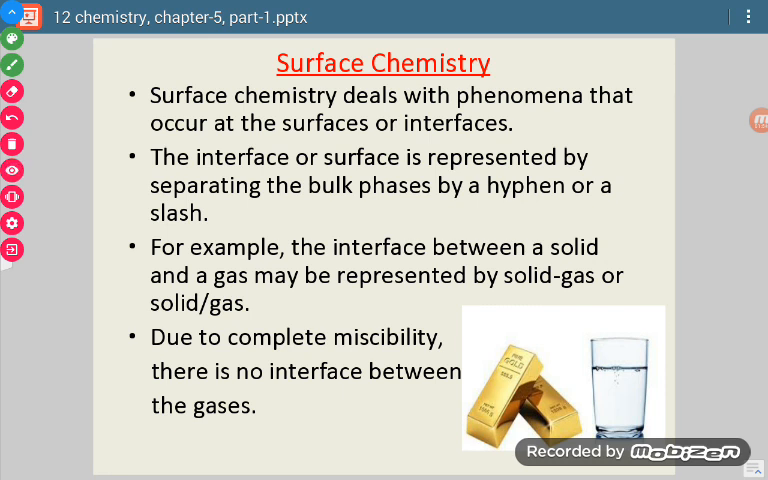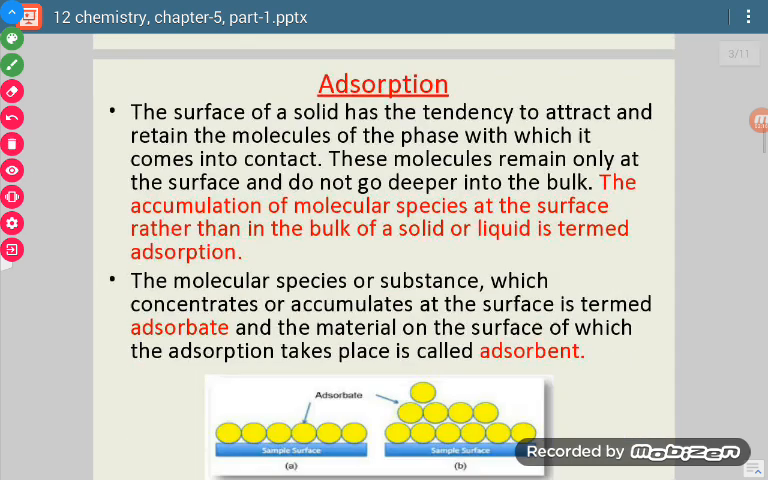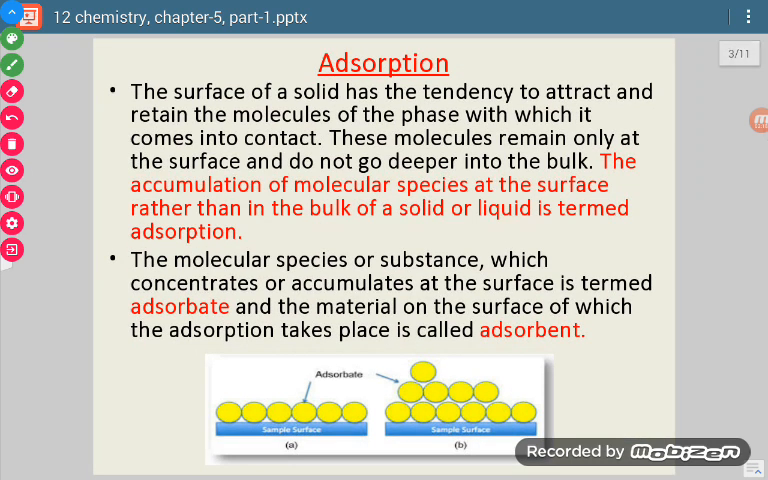Okay, now one more thing you have to remember. In case of air we can take, or mixture of gases we can take, since they are completely soluble or miscible, they are very easily mixed among all the components. All the components get mixed very easily, so there is no interface in case of gases. Okay, now let us come to an important topic, adsorption.